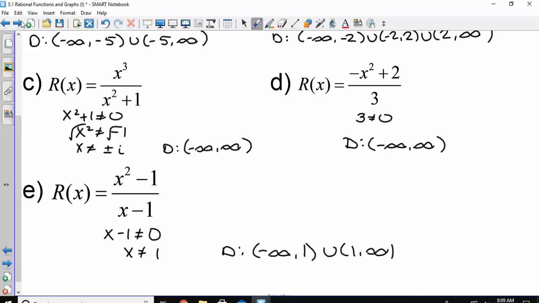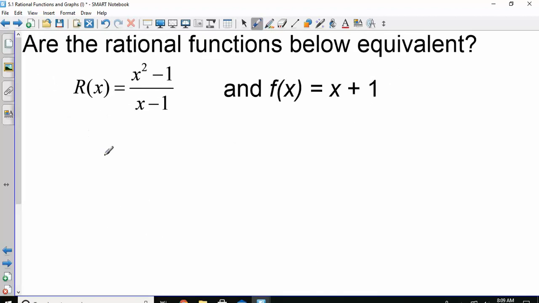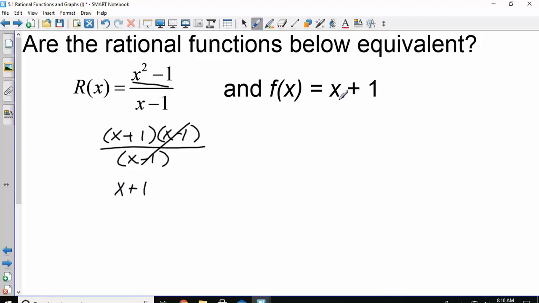Now I have a question for you. This last one, x squared minus 1 over x minus 1. If you factor the top, how does x squared minus 1 factor? So then what would happen to the x minus 1s? And we get x plus 1. So my question is, are these equivalent then? They're reduced to the same thing.